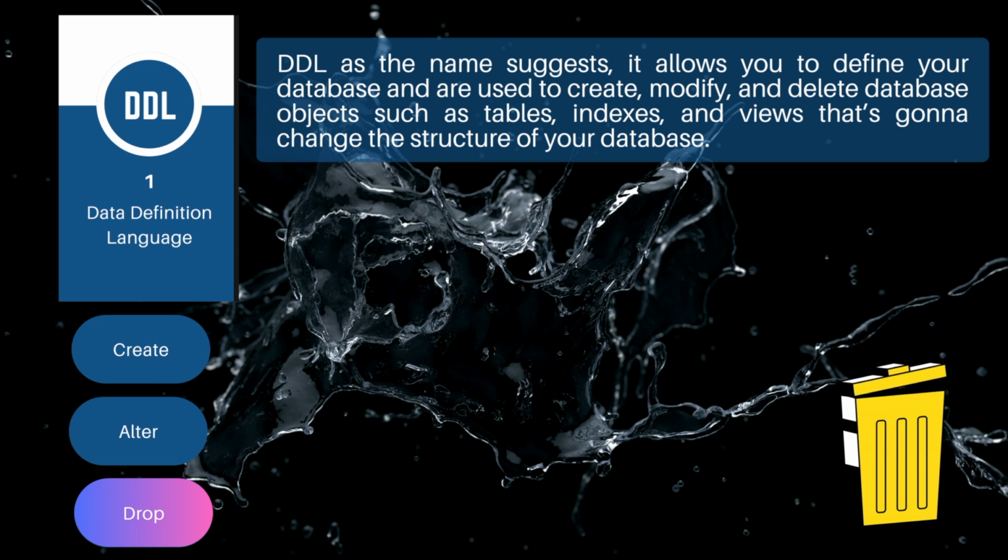The drop command helps to delete or drop one or more objects from the database, like deleting a table and all its data. So let's look at this example where we have said drop table user. This query deletes the user table from the database. Note that dropping a table will permanently delete all the data stored in it. So this query should be used with caution. These are the DDL commands that are used to define your database.